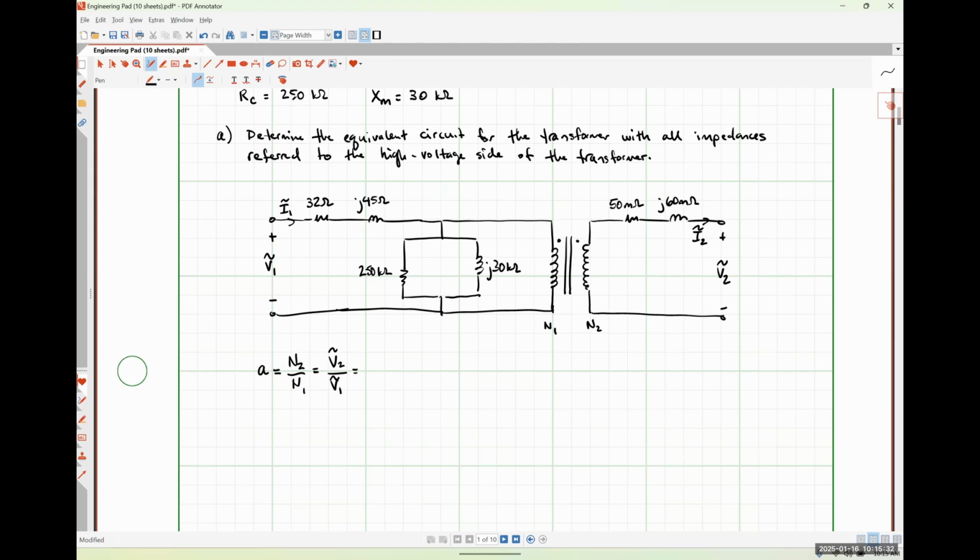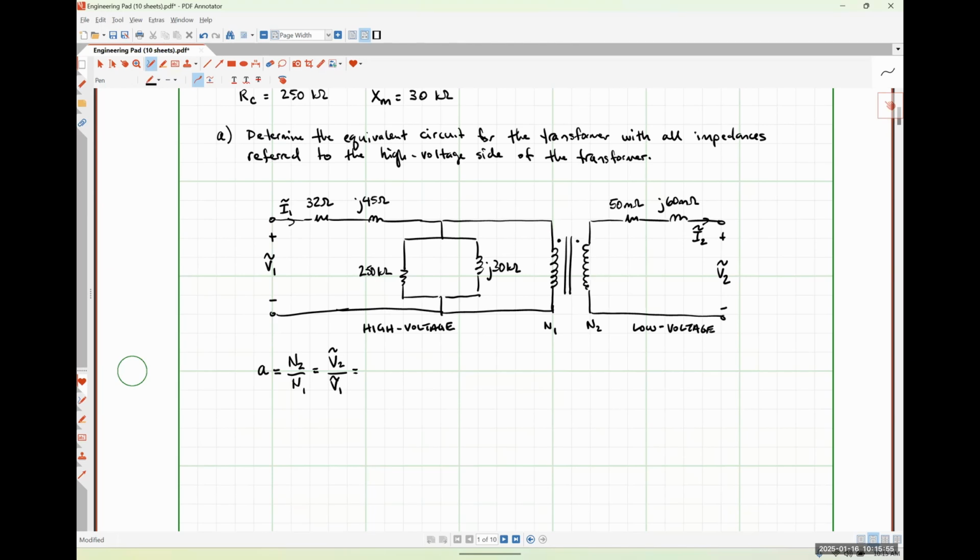If we're going to refer everything to the high voltage side, I'm going to make a note over here because we're not being quite specific enough. The high voltage side is going to be the primary, and the low voltage side we're going to consider to be the secondary in this case. But that won't always be the case.